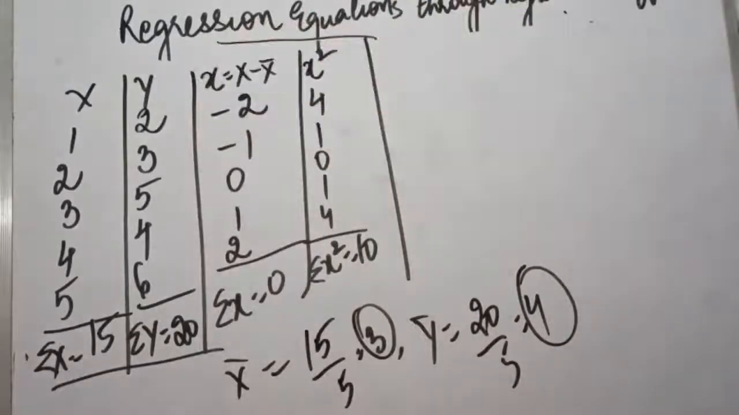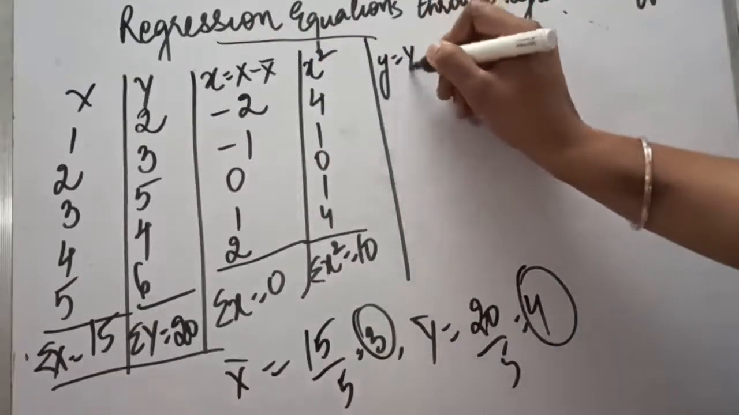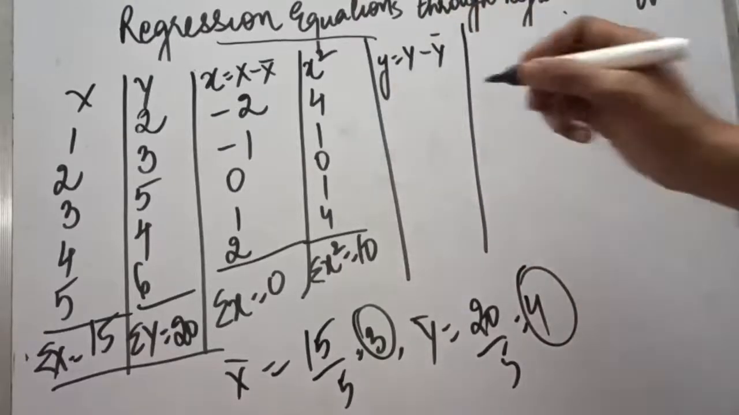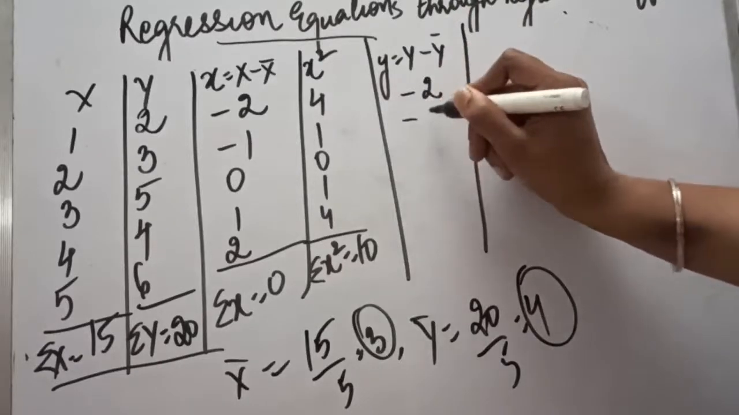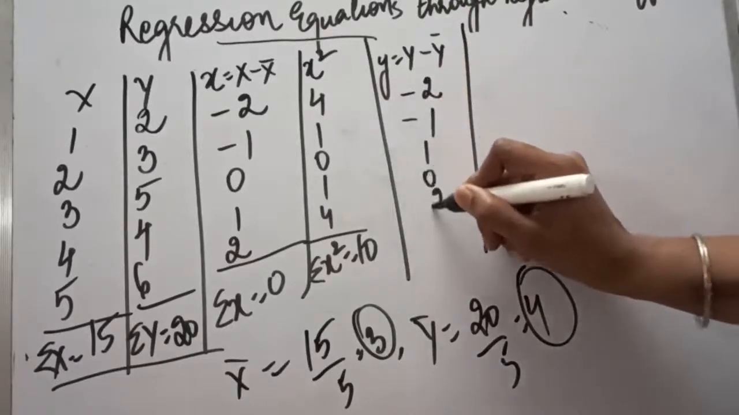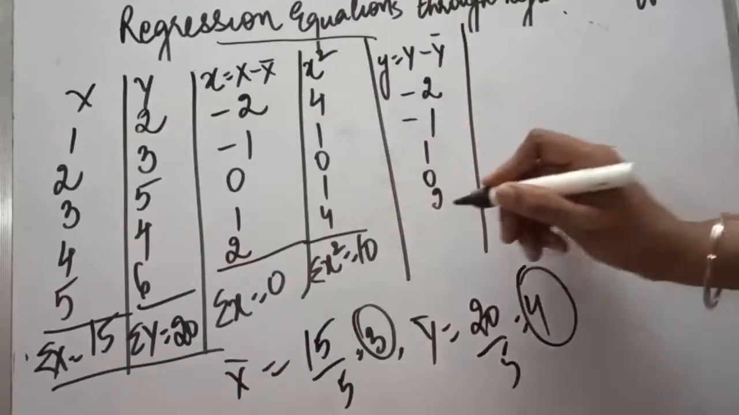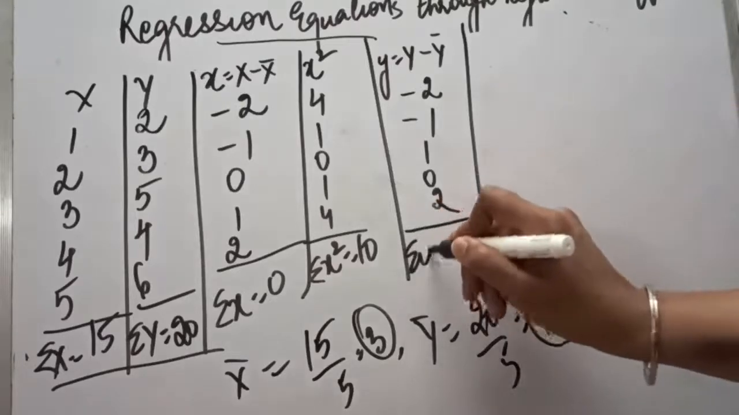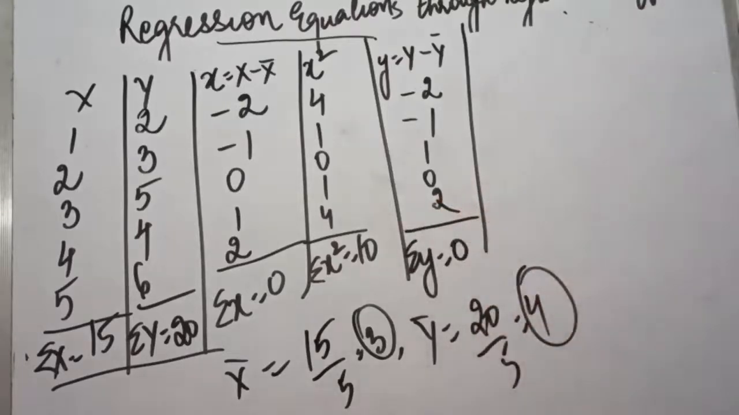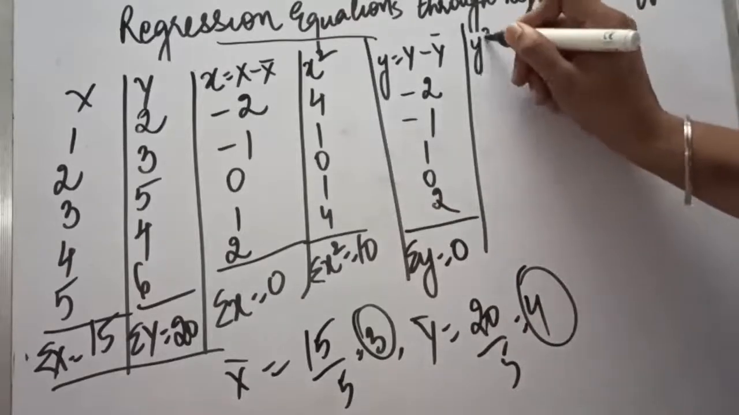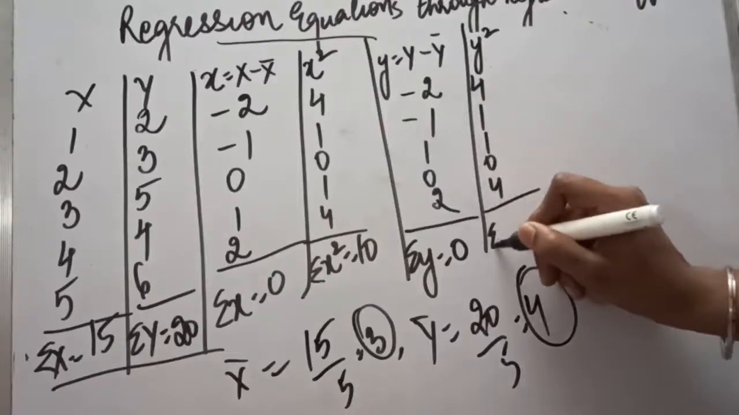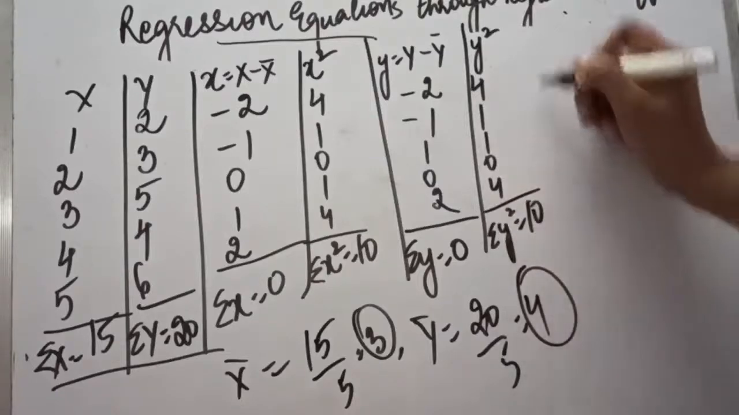Now we will start with y. Small y is equal to y minus y mean. Y mean comes out to be 4. So it will be minus 2, minus 1, 1, 0 and 2. So again sigma y will be 0. We can take y square: 4, 1, 1, 0, 4. Sigma y square also comes out to be 10.